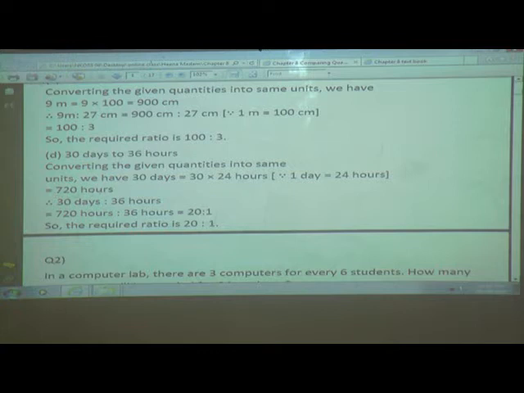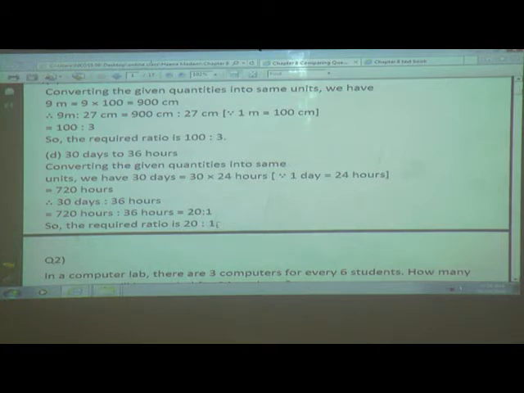Now these 720 hours and 36 hours both have the same unit, so we can go for a comparison. Therefore 30 days to 36 hours is nothing but 720 hours ratio 36 hours. Writing these ratios in fraction form, if it is possible, reduce it. Here it is possible to reduce: 36 ones are 36, 36 twos are 72 and 0 as it is, so we write 20 ratio 1. So the required ratio is 20 ratio 1 here.